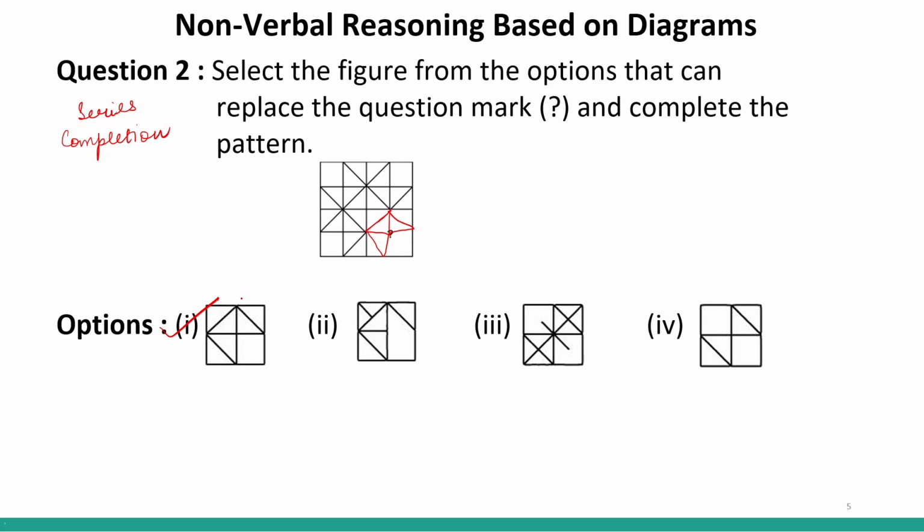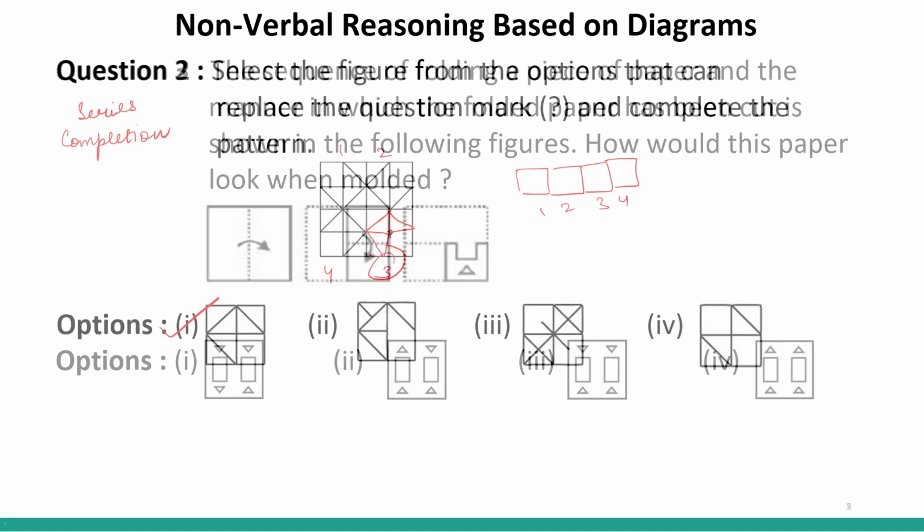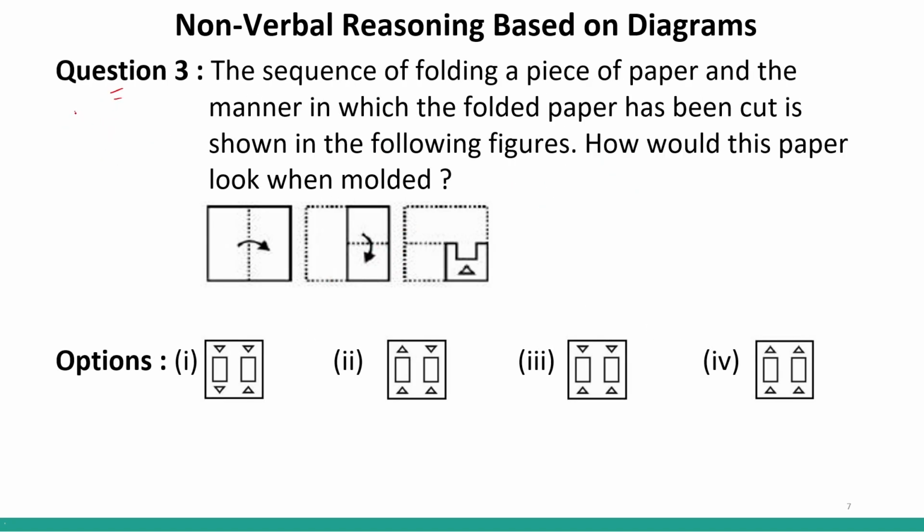So this was also a question of series completion, but instead of getting your images like this, 1, 2, 3 and 4, you got your images like this, 1, 2, 3 and 4. We had to find the missing image. Okay. Now, question number 3. This is a paper cutting and folding question.